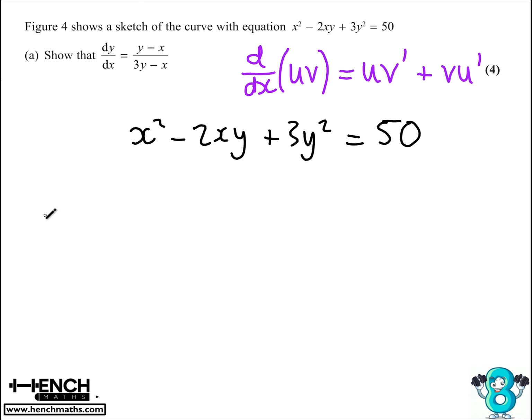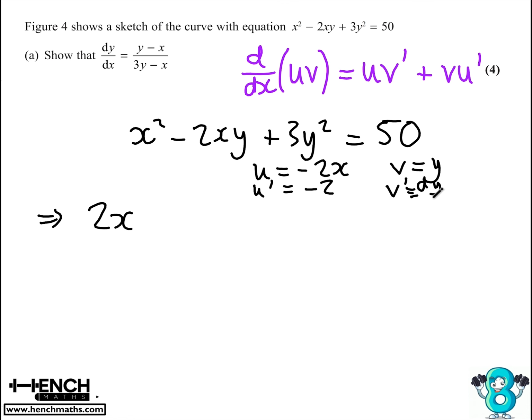So let's differentiate this. So x squared will become 2x. And then we get our first issue, we've got this negative 2xy. So what I'm going to do is use the product rule. We've got that written above. So I'm going to label u to be negative 2x, and I'm going to label v to be y. So u dash is going to be negative 2. And v dash, if you differentiate y, you get dy by dx. The derivative of y with respect to x, makes sense, is dy by dx.